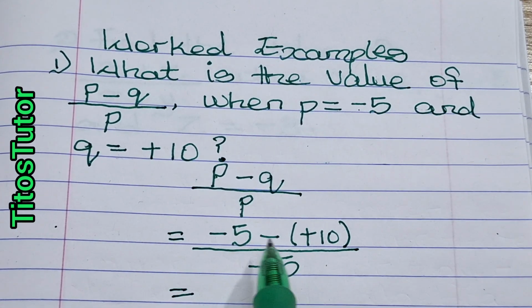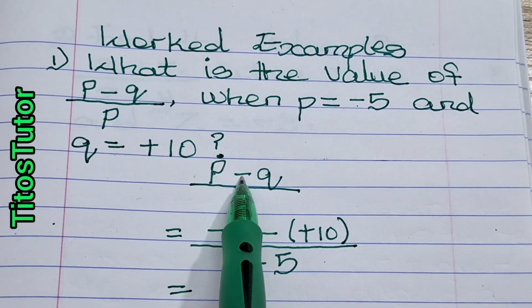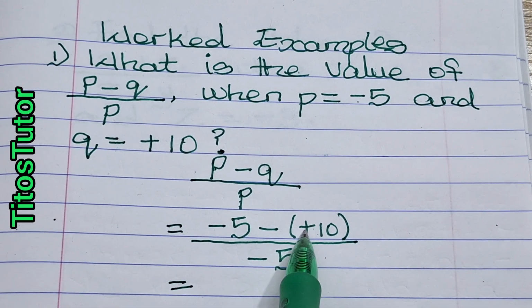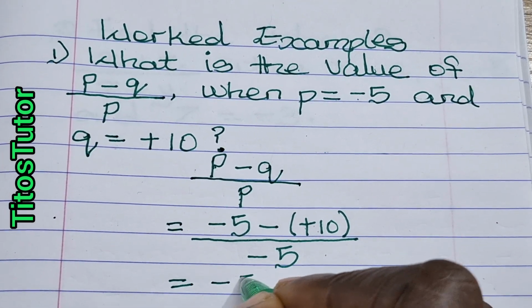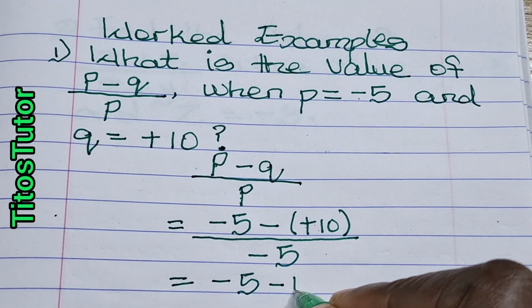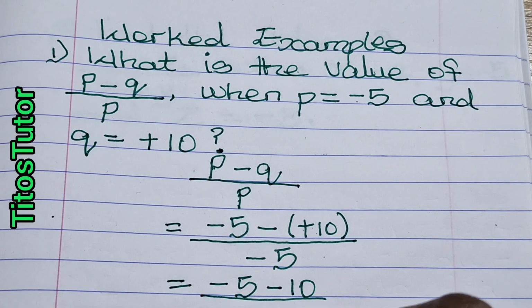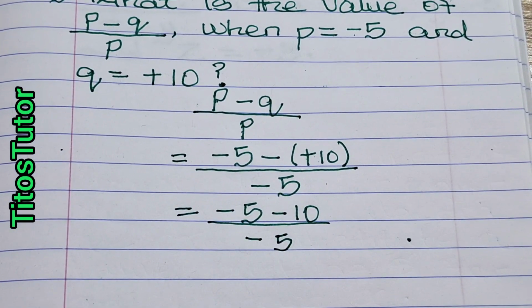So here, look at this. A bracket means multiplication. So a negative is already in my expression, and my q is positive. So negative and positive gives you negative, okay? So I have -5, -10 all over -5, okay? So that's what I have.